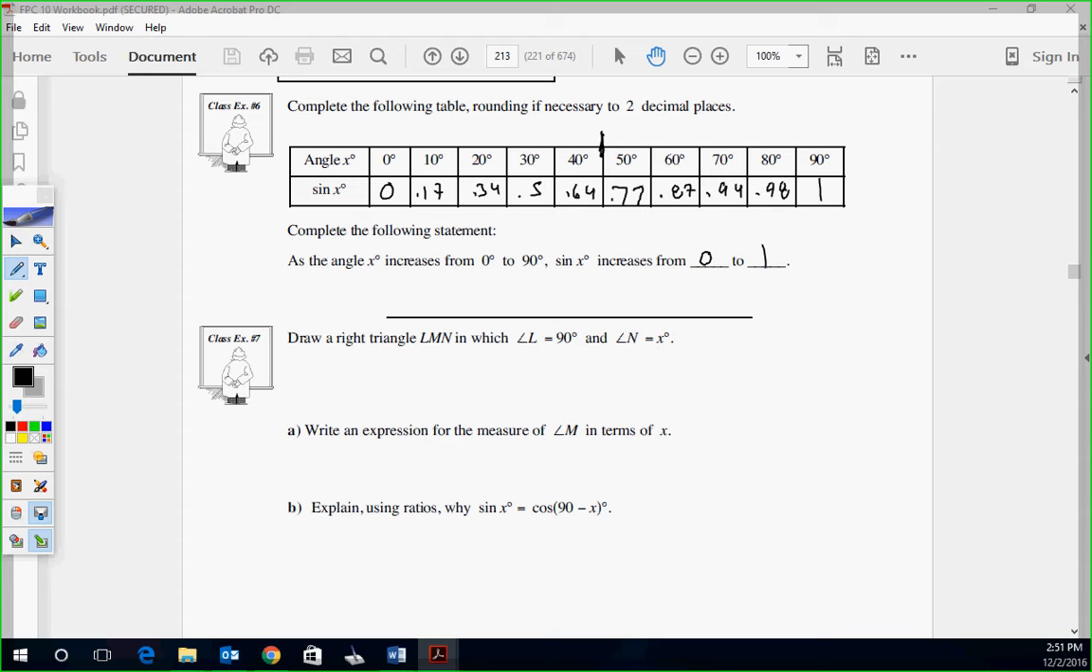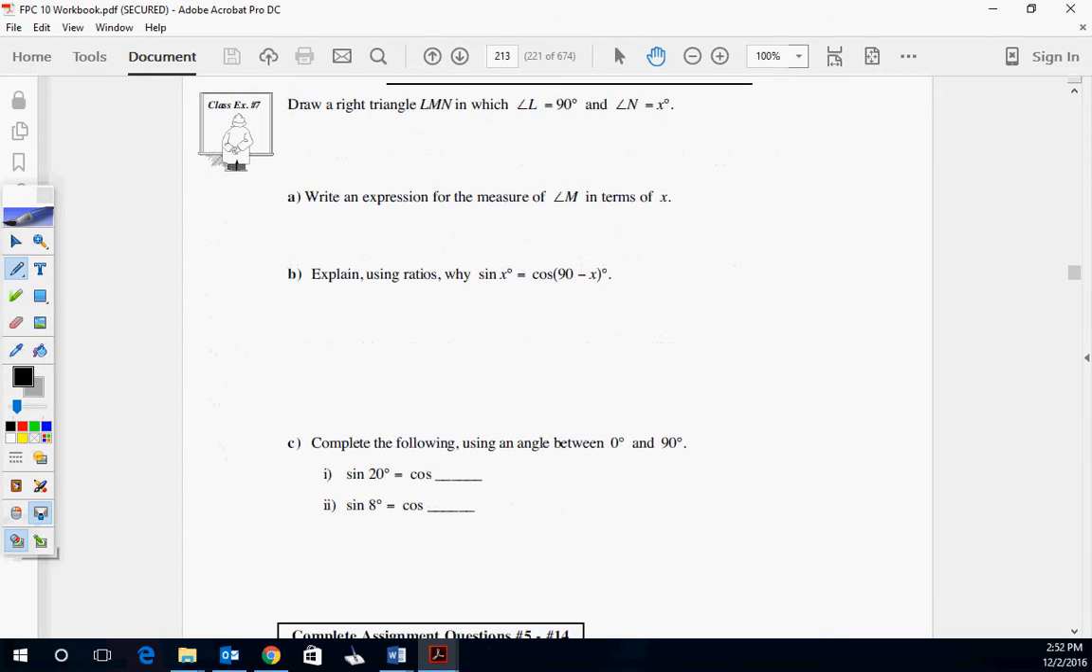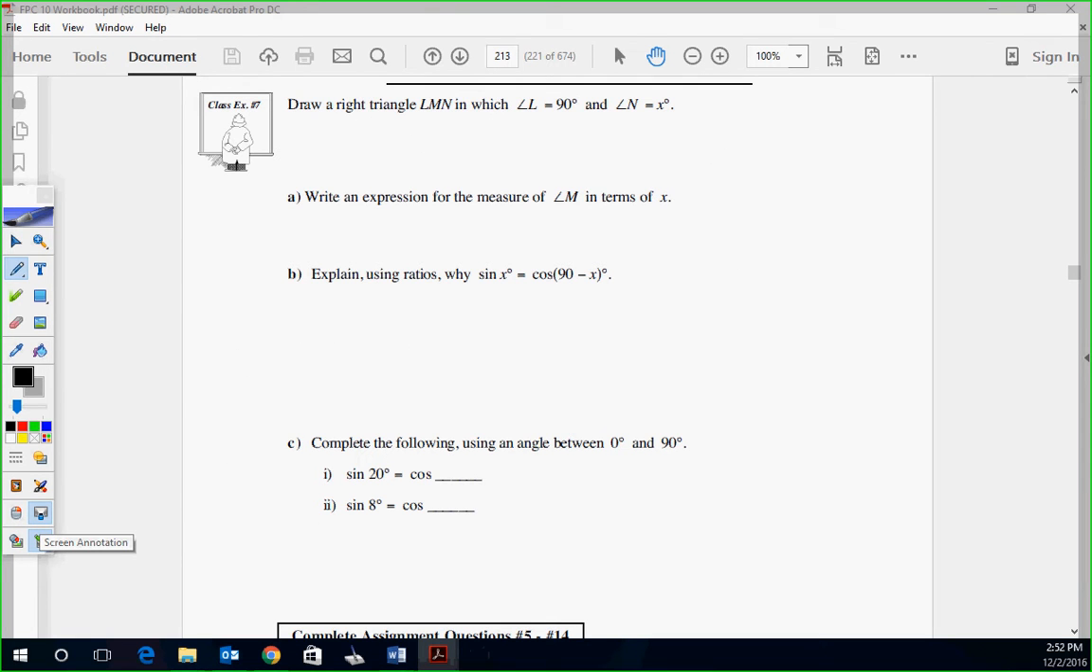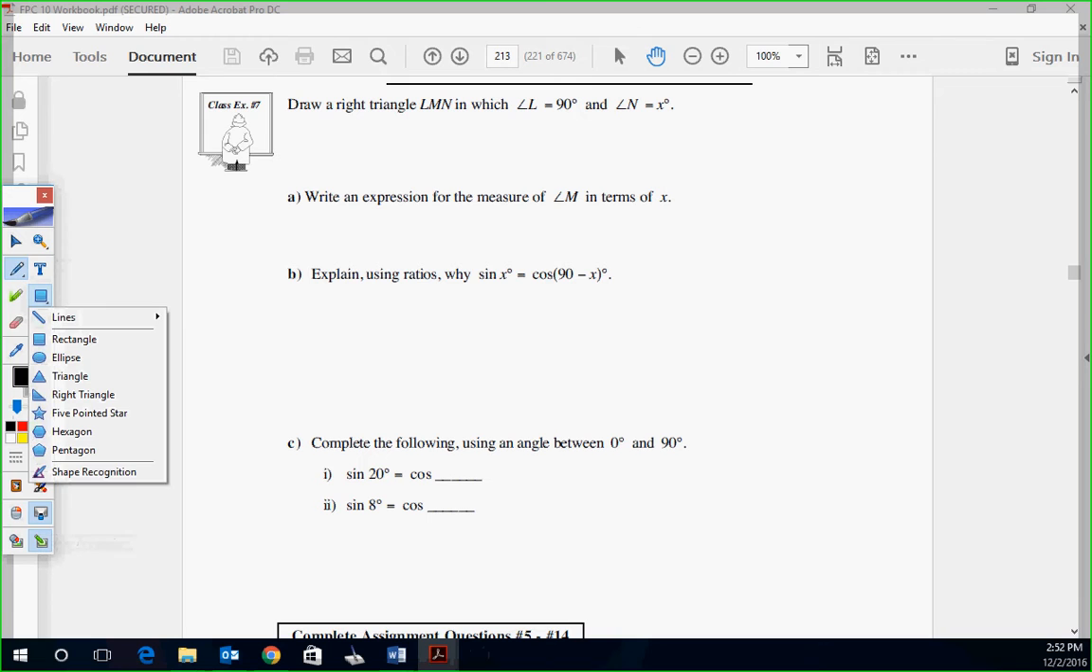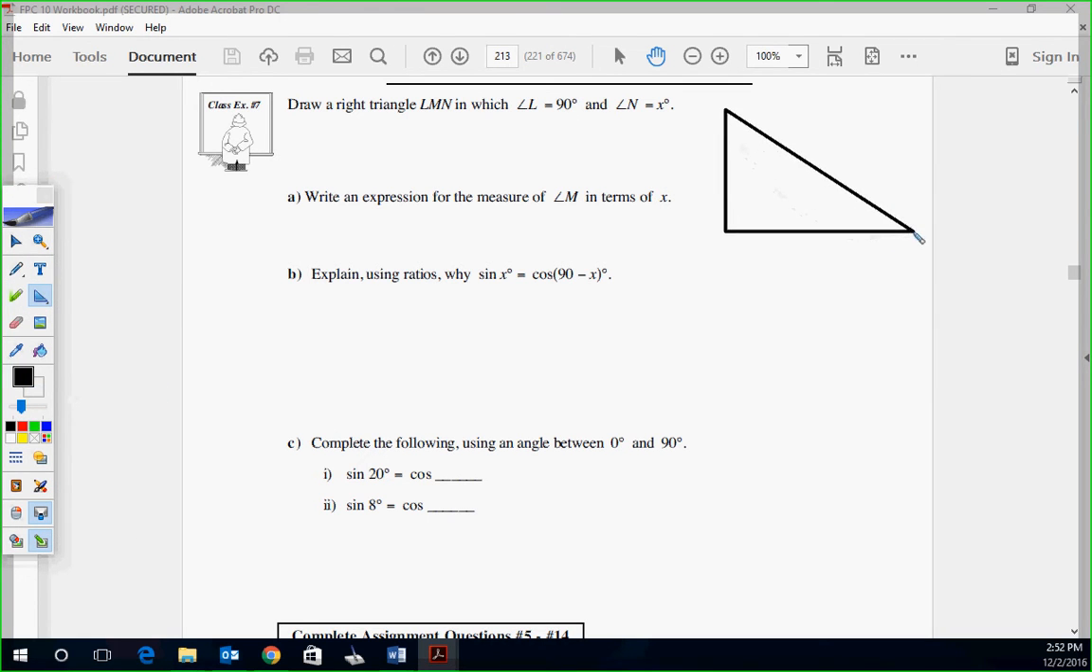All right. So number 7, last thing here. Draw a right triangle LMN. So it's asking us to draw this ourselves. I'll cheat and use this guy. Okay. So L is 90, so that's right there. N we'll put right there, and M we'll put right there. Actually, I want them on the outside. N, that's where the X is, and then M.